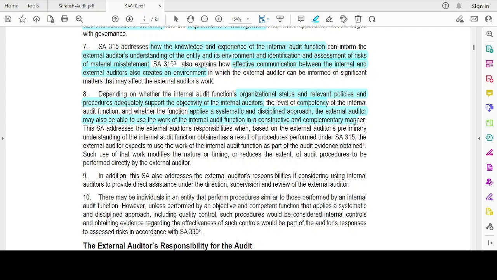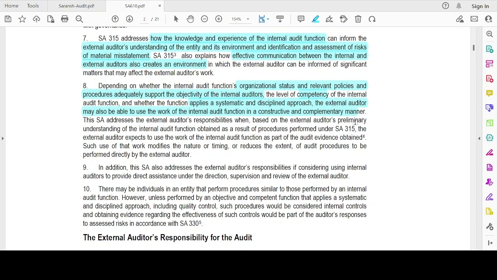Objectivity would mean whether I am partial, whether I am biased. I should not be biased to any actions that are being taken in the client's place. Then competency, whether the internal audit is competent enough. For example, there could be some branches or divisions outside India where the internal auditor can be a person other than a CA. So I have to check whether the internal audit is competent enough to comply with the accounting and auditing requirements. Now, I also have to check that he applies a systematic and disciplined approach rather than following some random approach.